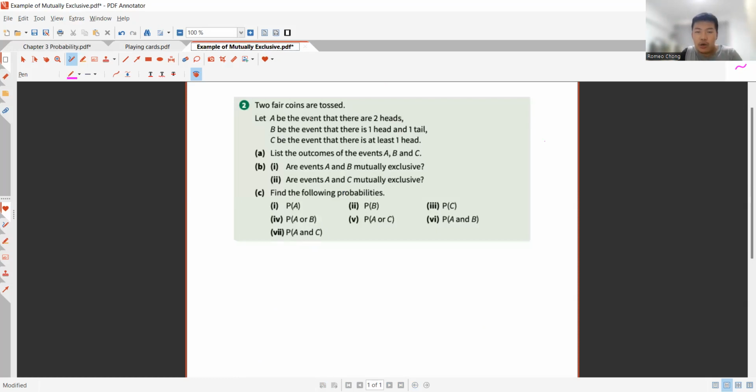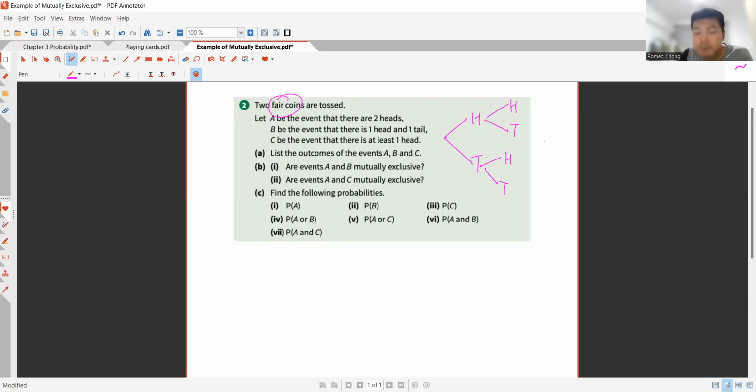Okay, two fake coins are tossed. So basically you have two coins. Each coin will have head and tail. So remember your tree diagram. And then for the second coin, you also have the same outcome, which is head, tail, head, tail.